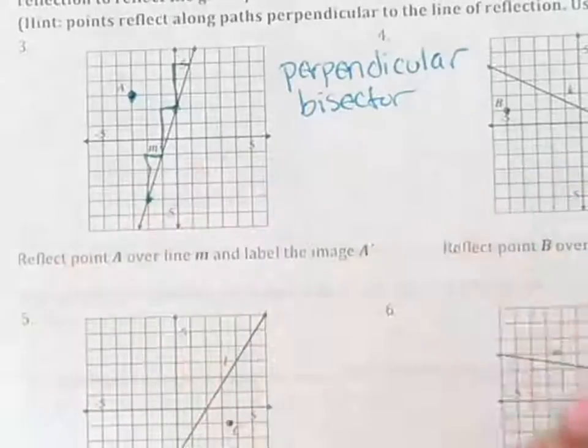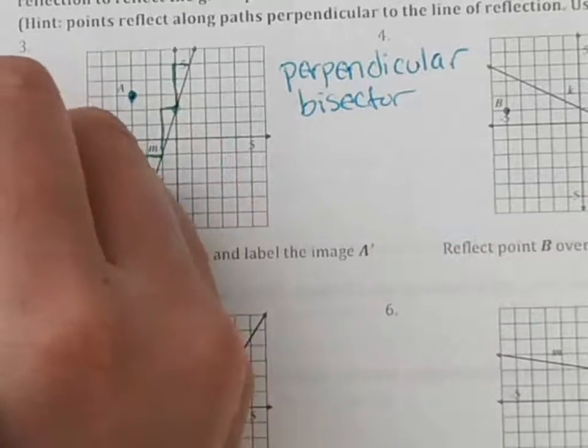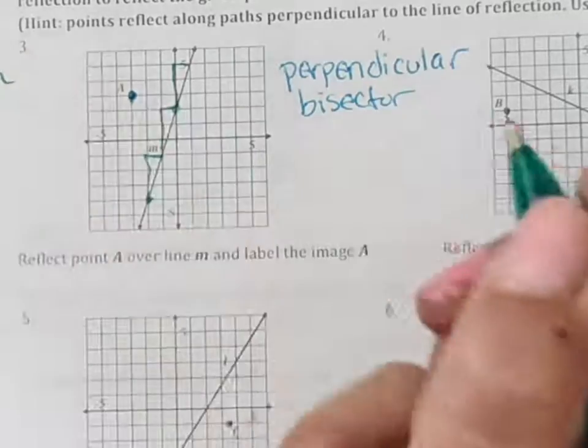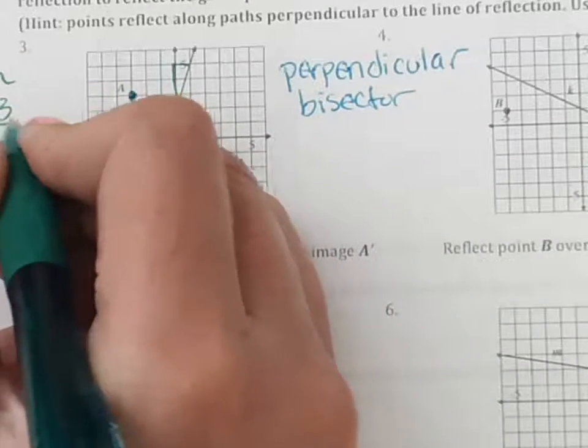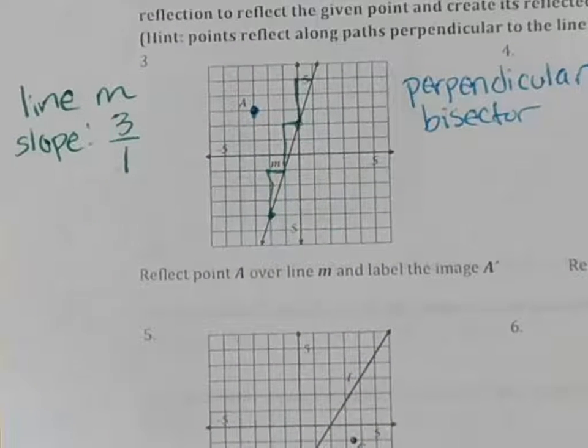My slope of line M is 3 over 1. Oh, sorry, it's too far zoomed in. There we go. Slope is 3 over 1.